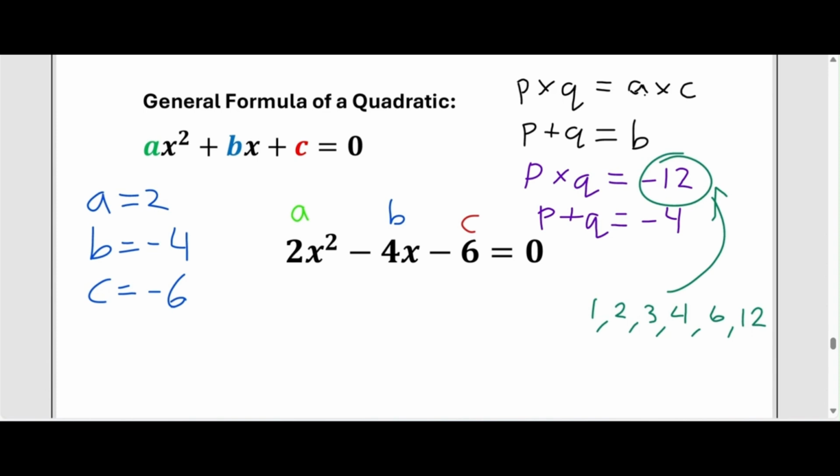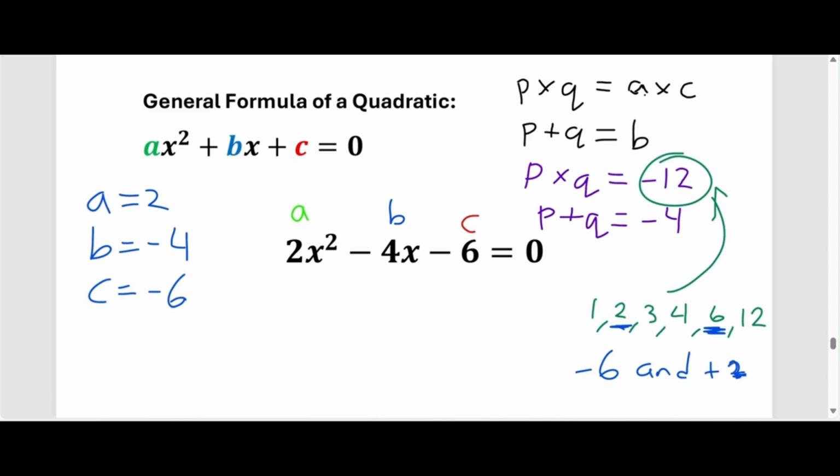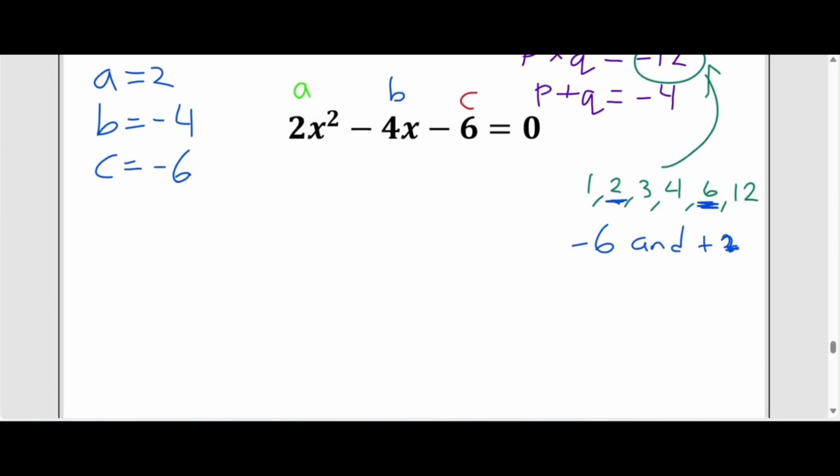And you kind of play around with them, mess with them a little bit, play around with the signs, play around with numbers. Hopefully you'll come to the conclusion that 6 and 2 are of particular interest. More specifically, -6 and +2, right? It satisfies p times q and p plus q, because -6 times 2 would be -12, and -6 plus 2 would be -4.